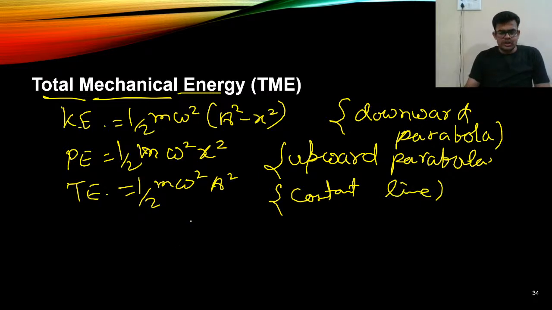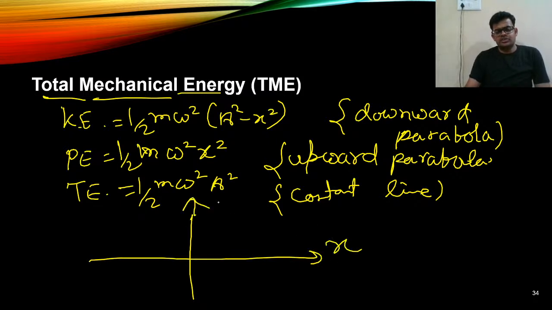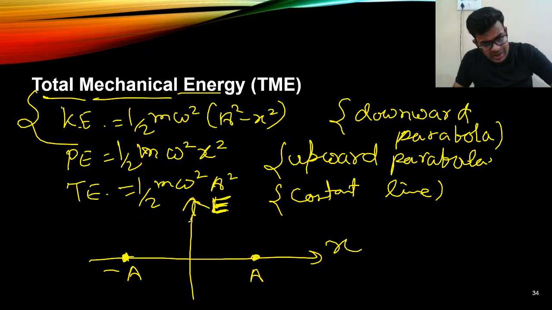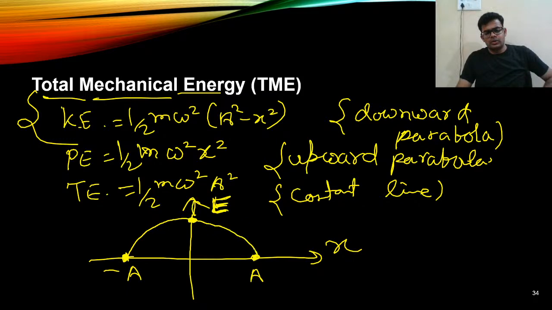Okay, so let us draw the curve. Listen, I have drawn here the x-axis and this is, let's say, the energy axis. I'm simply writing E for energy. This is negative amplitude, this is positive amplitude. At first, look at kinetic energy. Kinetic energy is zero at the extreme positions, so here and here kinetic energy is zero. Kinetic energy is maximum at x equals zero. So I will draw the curve like this, a downward parabola.